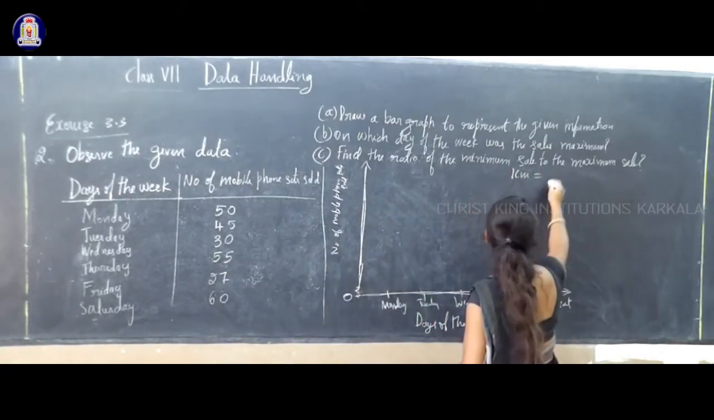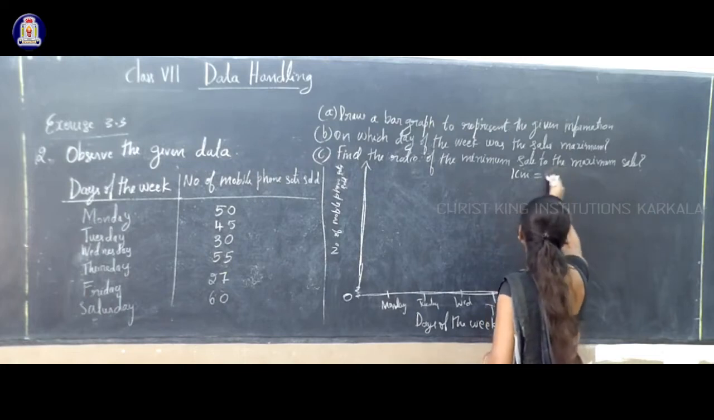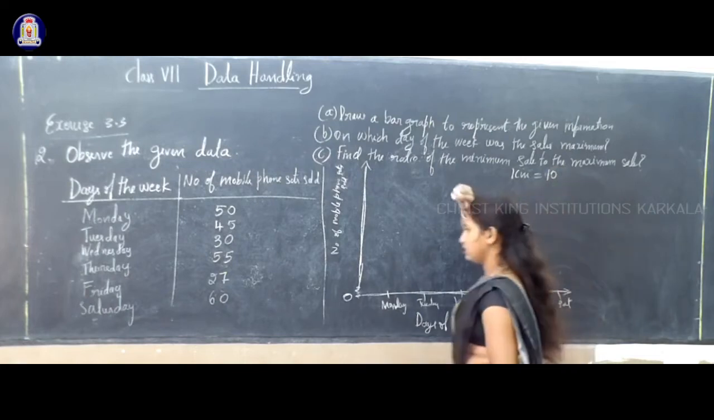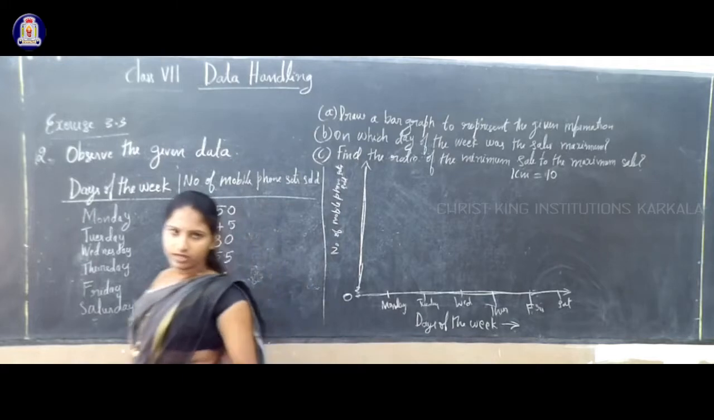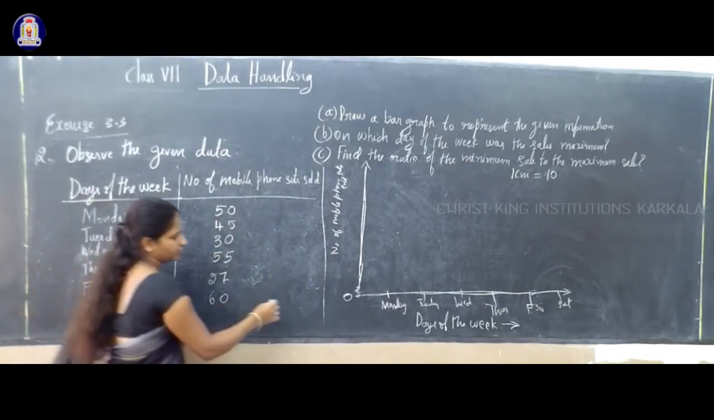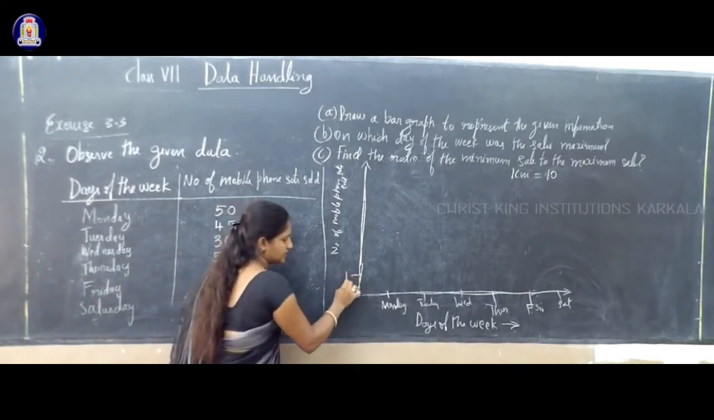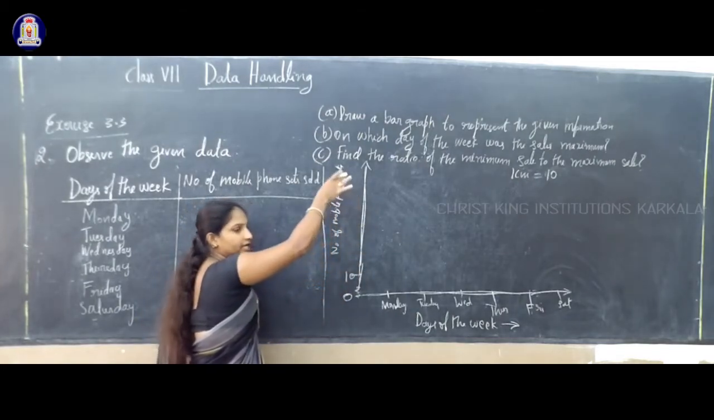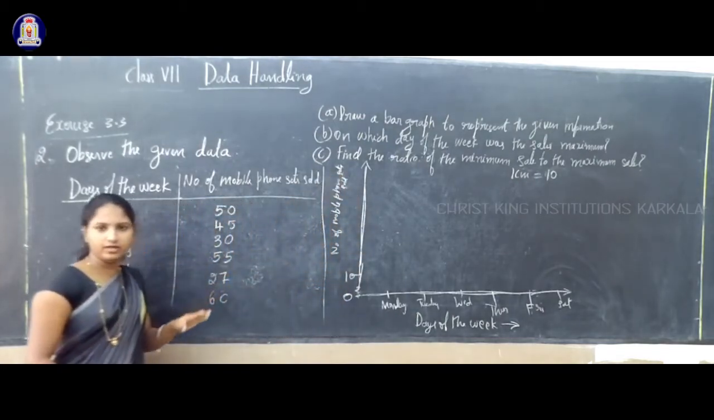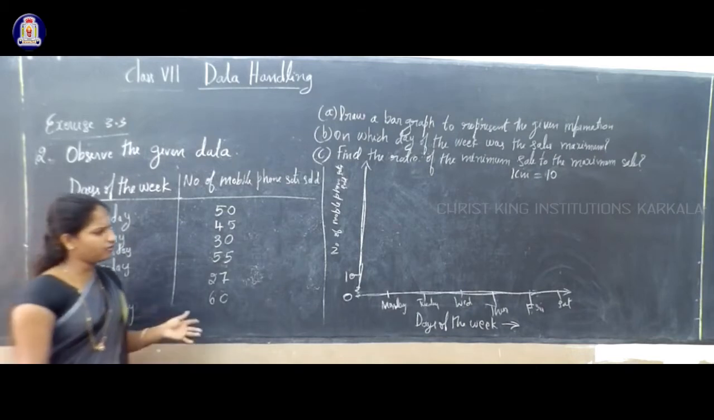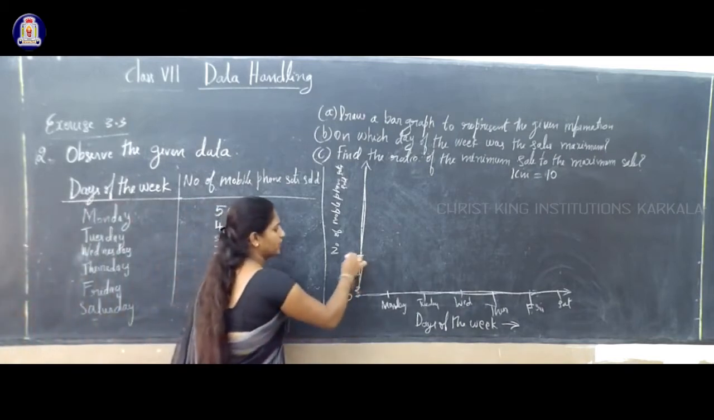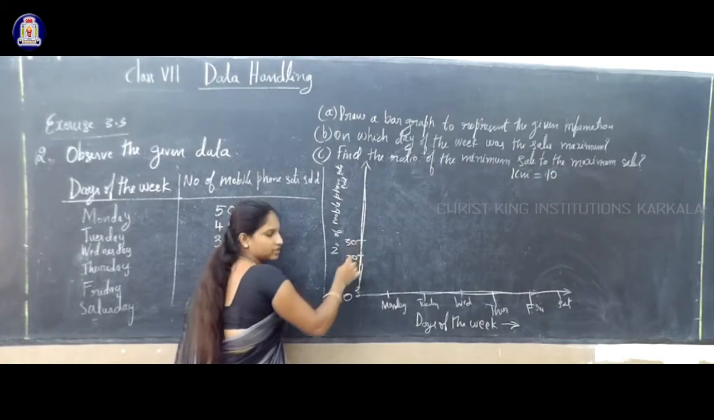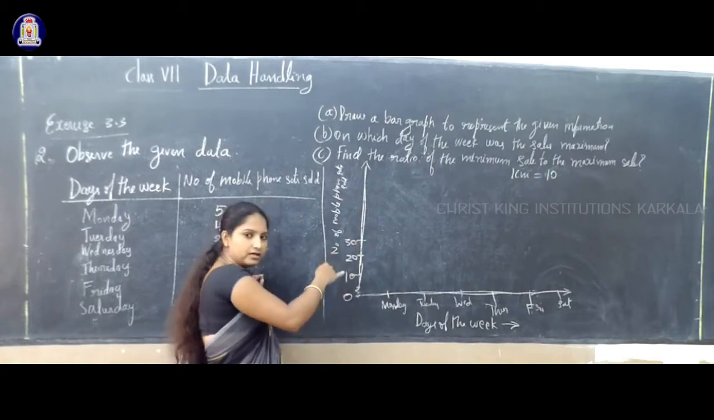We consider how many numbers of mobiles per centimeter? 10, 20, 30 you can consider. Okay? So now here you can write 10. If you want, you can consider 20, 40, 60, 80. 1 centimeter is 20 mobiles. Or you can consider 10, 20, 30 like that. Or 50, 30, 45. Clear?